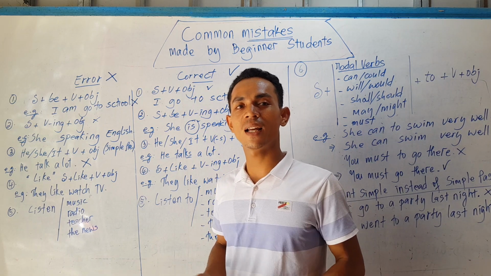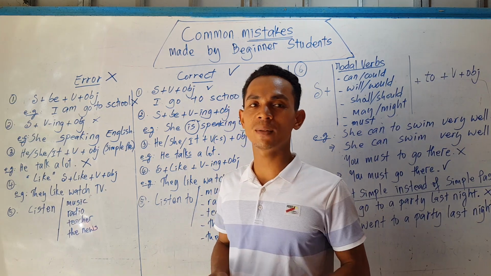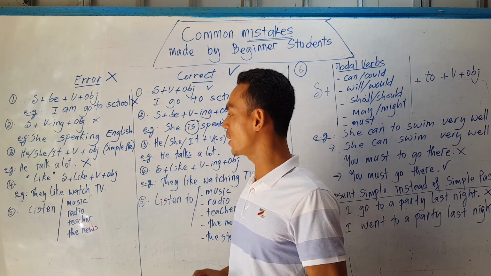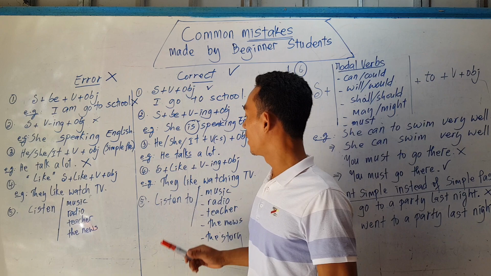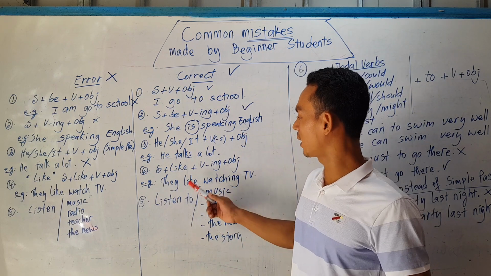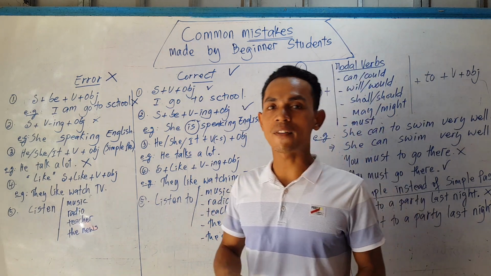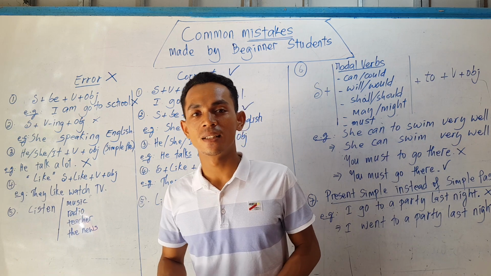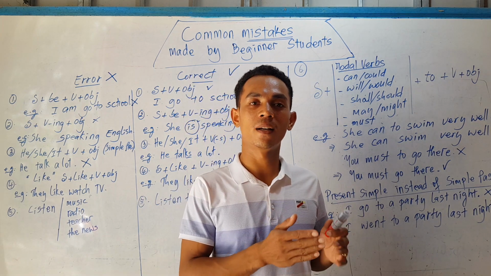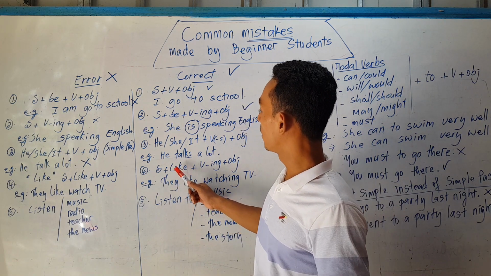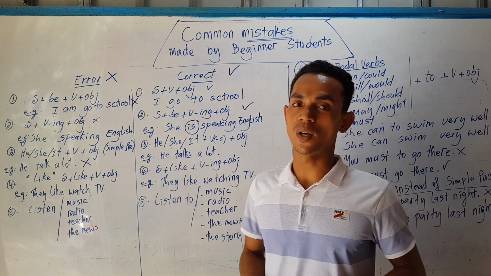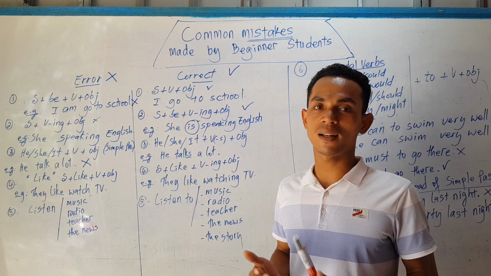You can say I like banana, I like apple, I like ice cream, but you cannot say I like watch TV or they like watch TV. But instead you just say they like watching TV. So after the verb like, the verb must be in ing. They like watching TV. She likes cooking. My mother likes cooking.